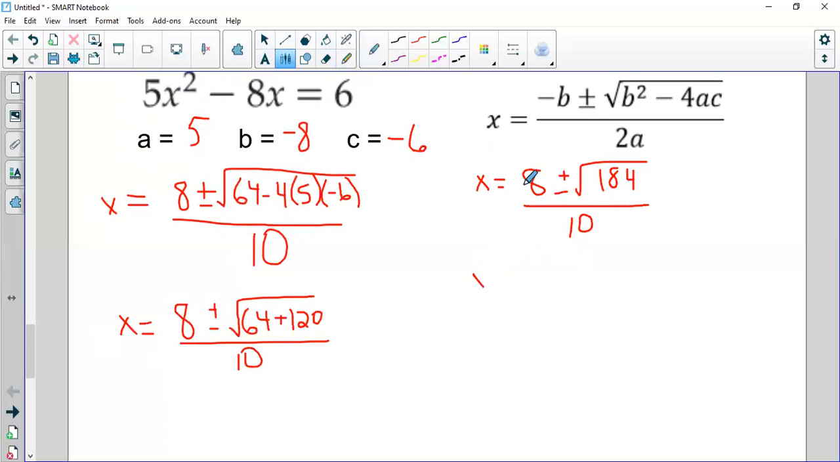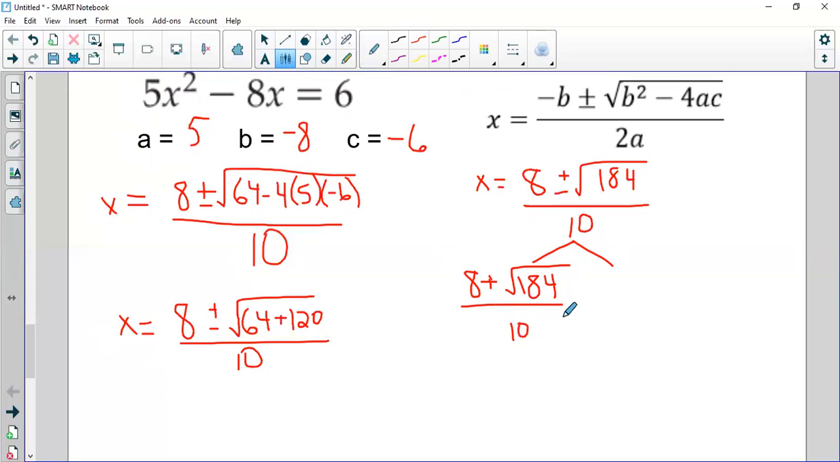So let's split this up. Oh, erase that. Split this up into two separate equations. One with the plus, 8 plus. I'm not going to do anything with this square root of 184 yet. Never round in the middle of the problem. Always round at the very, very end.